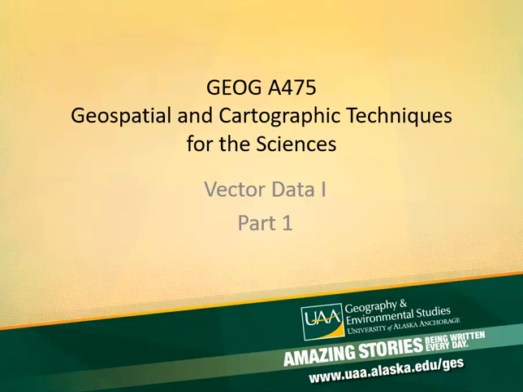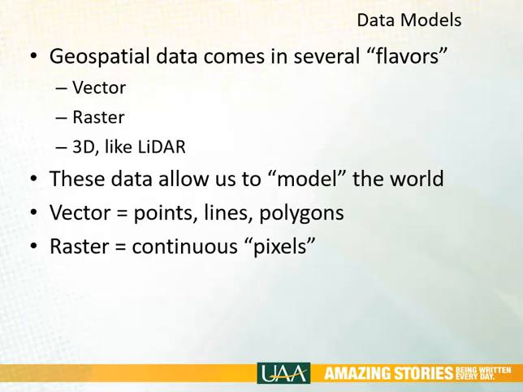We're going to start talking about vector data now. Vector data is one of the two key types of what are called data models in geospatial data. There are actually a couple of different types of data models. The key difference is vector and raster that I really want you to get a grasp on. In addition to that, there's some other kinds of now emergent three-dimensional models of data like LiDAR data that we'll touch on at some point in the course.